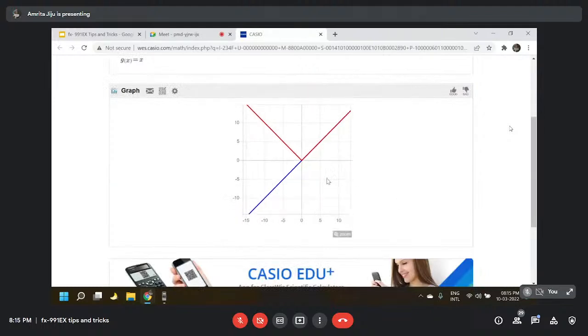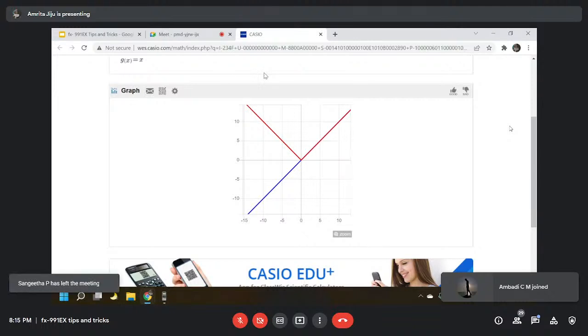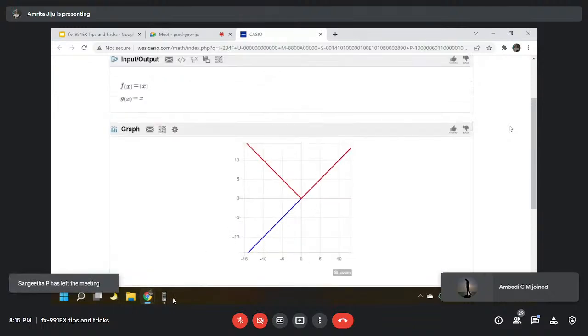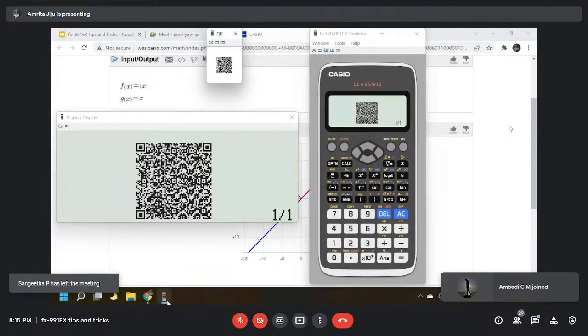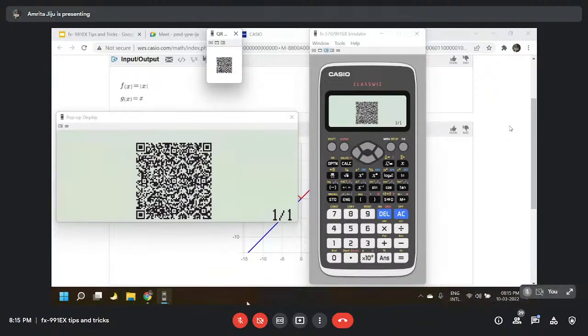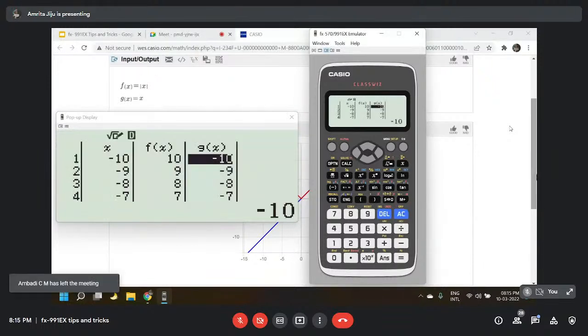See, I just gave the range -10 to 10. So you can see the graph. This blue line is the g of x graph, and this red V is the absolute function graph. So that's how you use the QR code for doing calculations and get the results. So yeah, that's it.